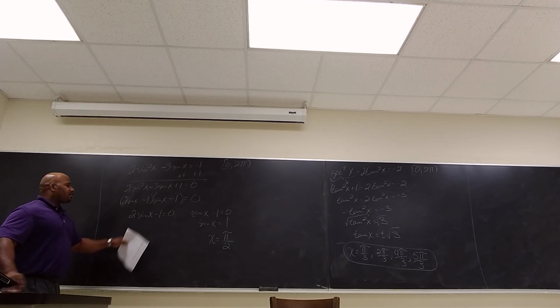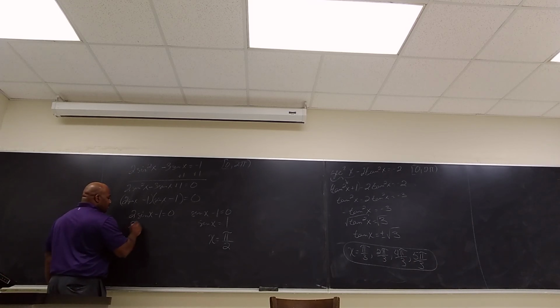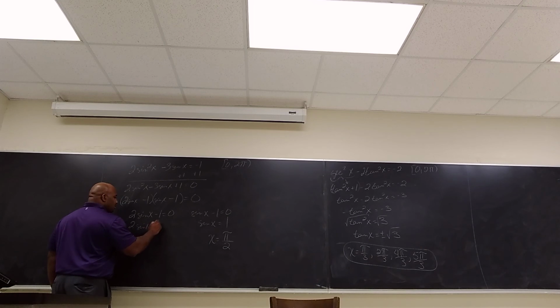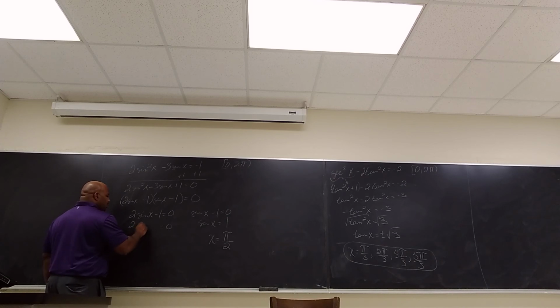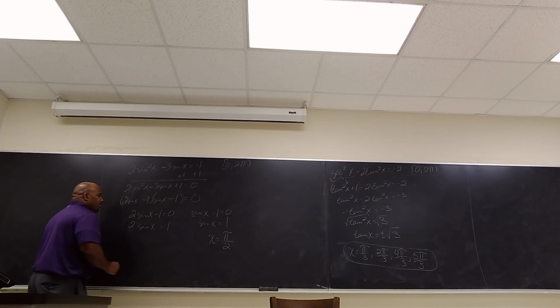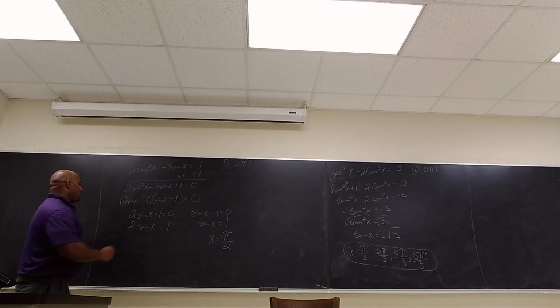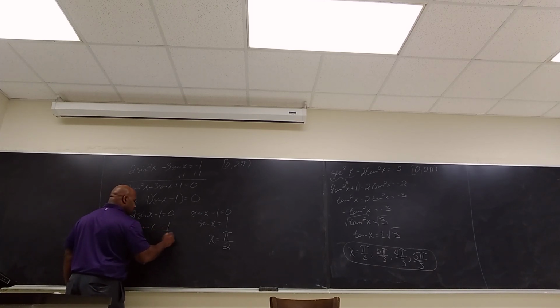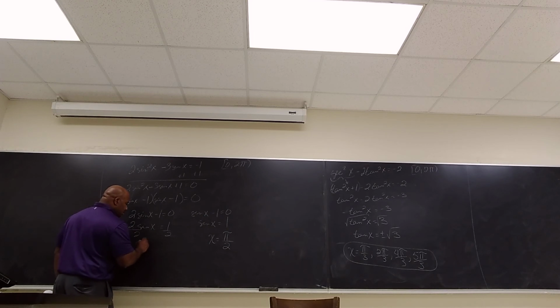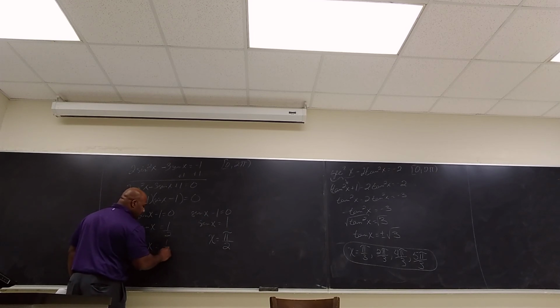And then for this one, I have to do some more work. 2 sine x minus 1 equals 0. Oh no, that's not what I want. I want to add 1 to both sides. So 2 sine x equals 1. And then I divide by 2. I get sine x equals 1 over 2.